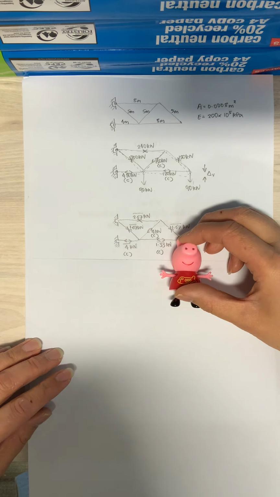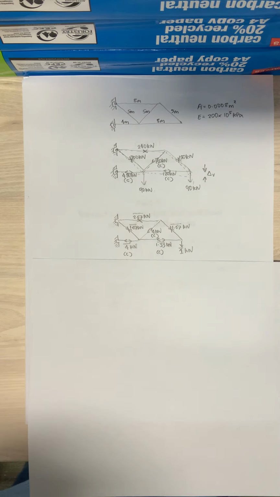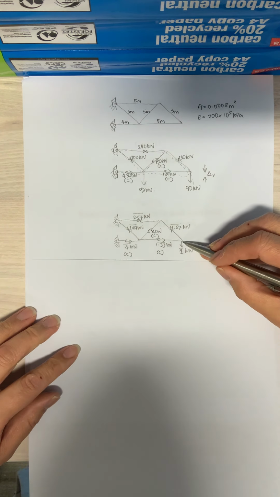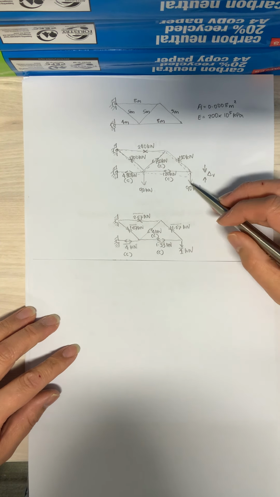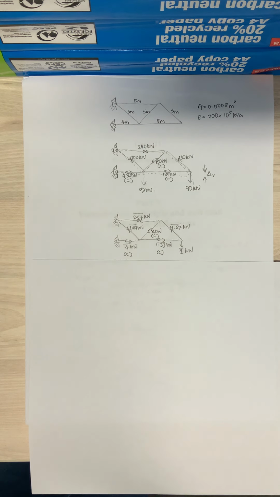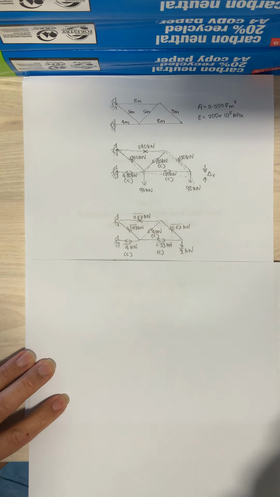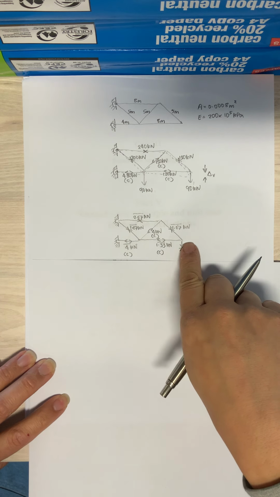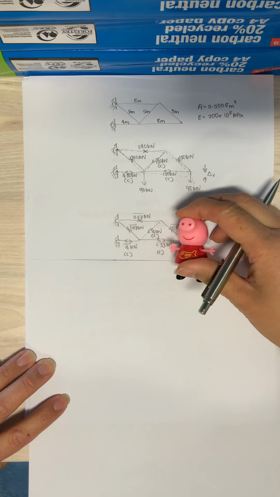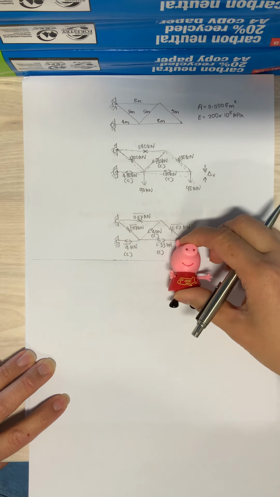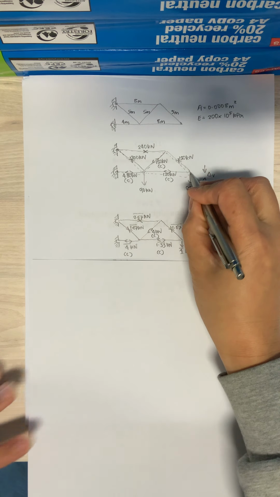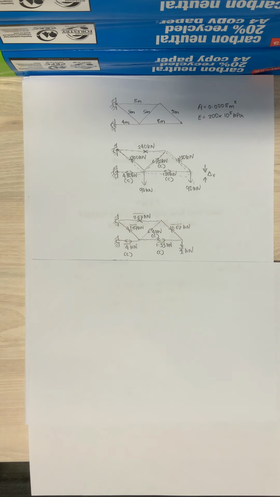And why is the virtual force applied at the end? The virtual force is applied at the end because that is where you want to work out your deflection. Wherever you want to calculate the deflection, that is the point at which you apply the force. So we want to know this deflection there.